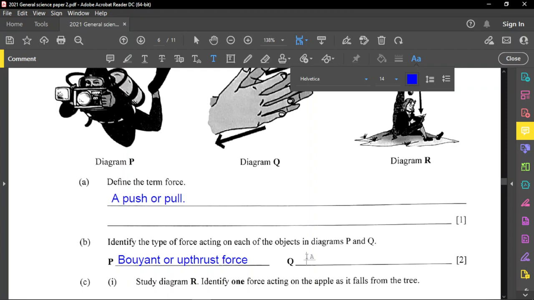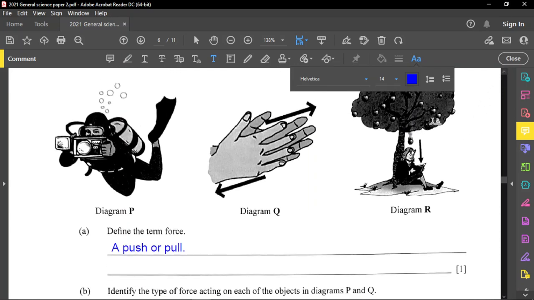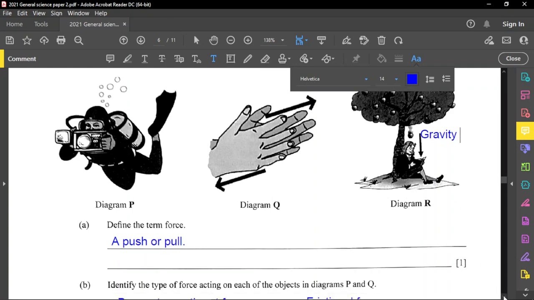A person rubbing their hands together, you're going to call friction. So you're going to get frictional force here, or just friction will be sufficient. If it's friction alone, that's fine. Buoyant force, upthrust, that's also fine. What about the person under the tree? The apple is falling because of gravity. So this is a gravitational force. That's the force of gravity that caused the apple to fall from a tree.